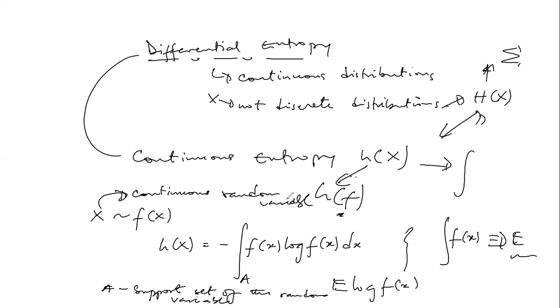Perfect. So it should be noted that care must be taken in applying the properties of discrete entropy to differential entropy, largely because the probability density function, say f of x, could be greater than 1. Okay. And if that is true, as we'll find out shortly, then differential entropy does not share all the properties of discrete entropy.